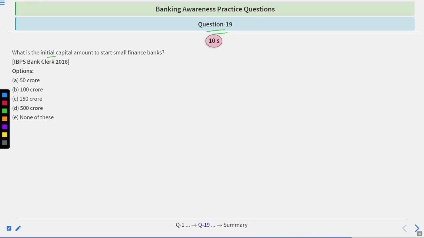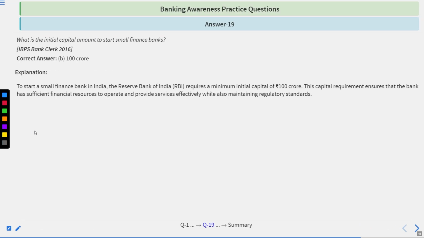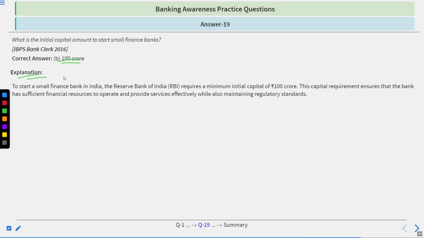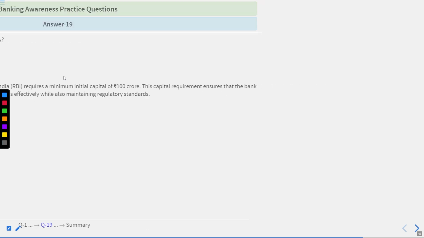Question 19. What is the initial capital amount to start small finance banks? 50 crores, 100 crores, 150 crores, 500 crores, none of these. To answer this, you will have 10 seconds. Time starts now. The time's up. Correct answer is 100 crores. Go by the explanation. To start a small finance bank in India, the Reserve Bank of India requires a minimum capital of 100 crores. This capital requirement ensures that the bank has sufficient financial resources to operate and provide services effectively while also maintaining regulatory standards.